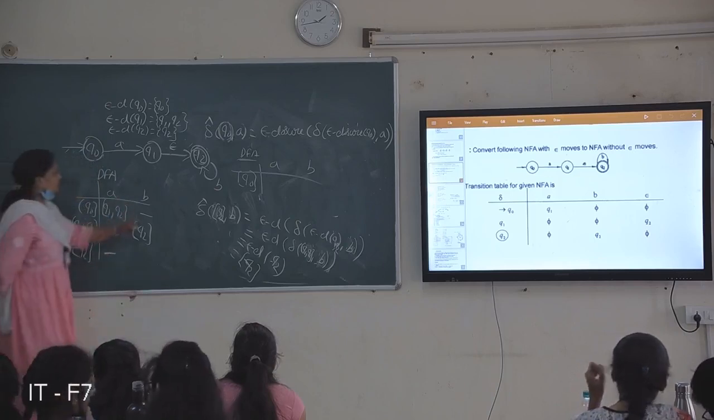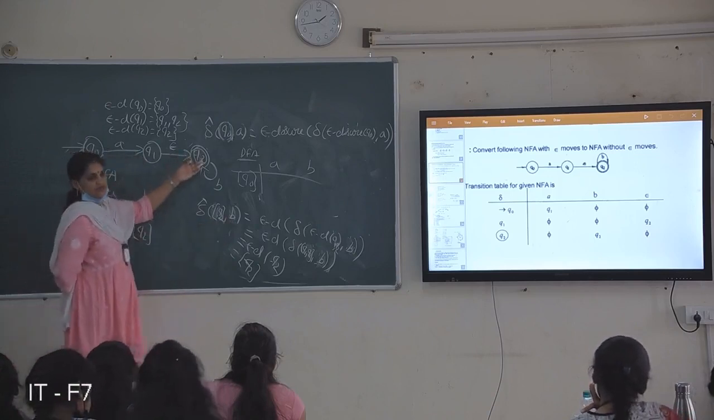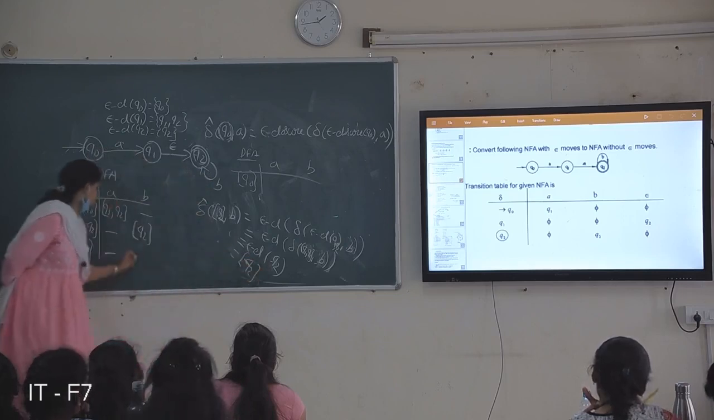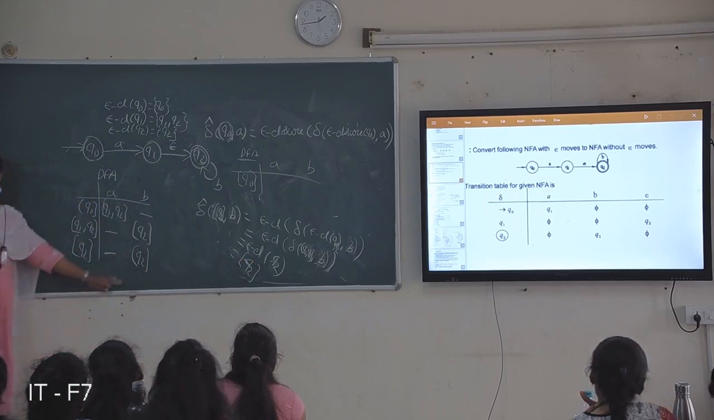Next, Q2 on B. The epsilon closure of Q2 is Q2 itself. Q2 on B is Q2, so the epsilon closure of Q2 again is Q2. No more new states are generated, so we stop here. These are the three states in the DFA.